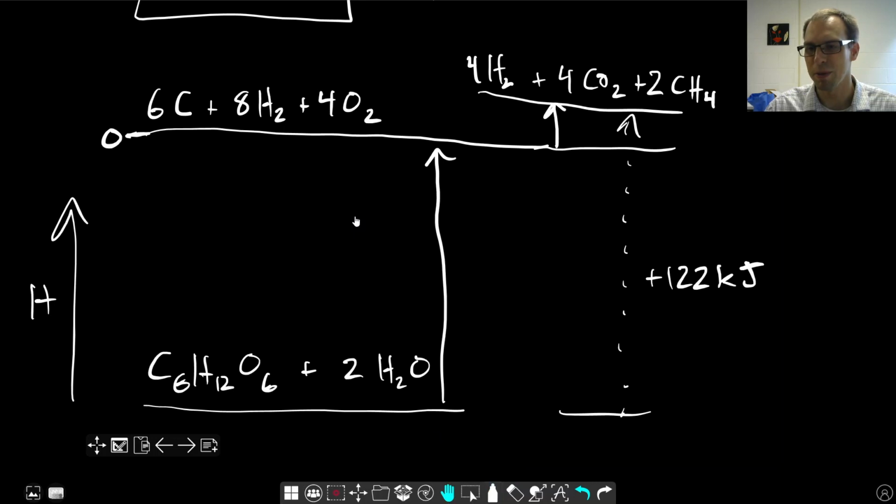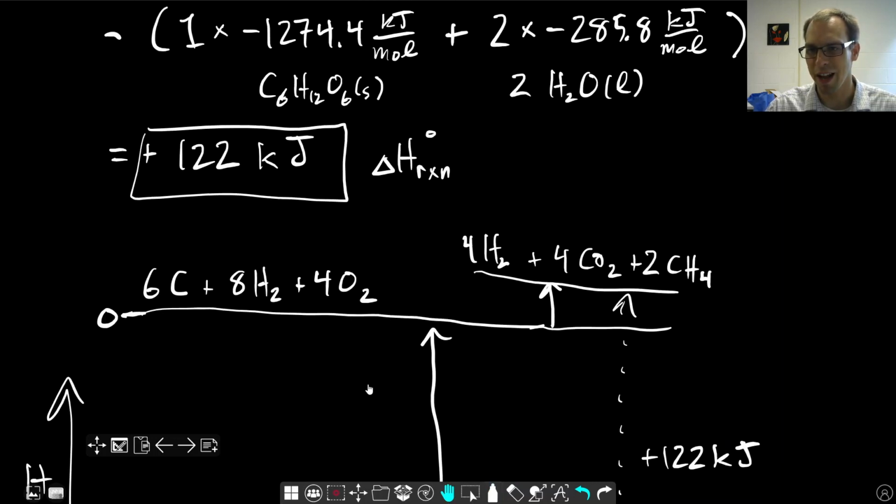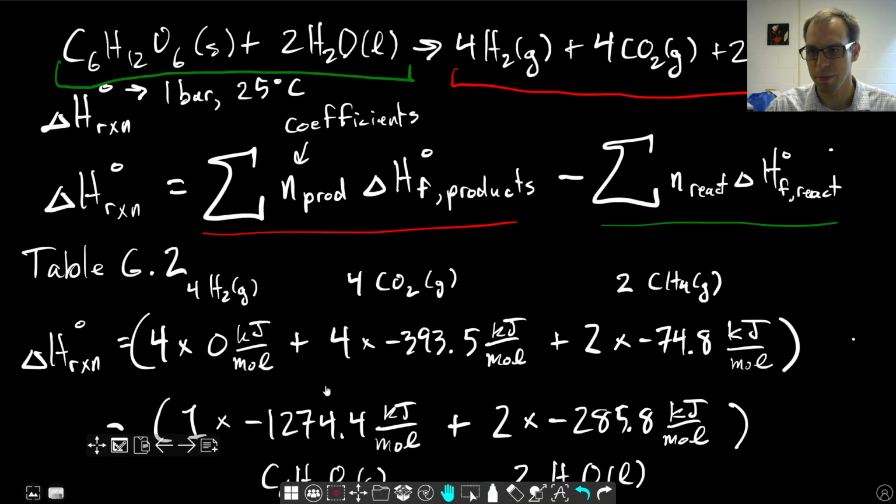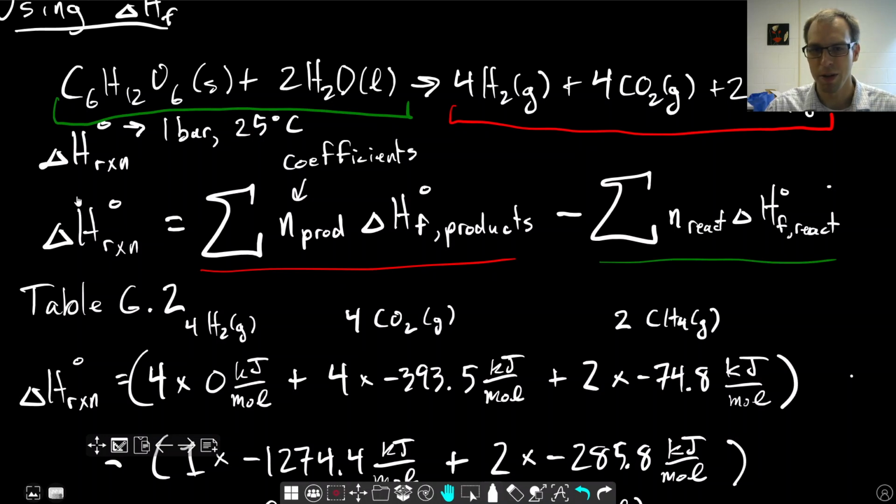All you really need to remember to actually do problems related to this is this equation up here. For your enthalpy of reaction, if you want to use the enthalpies of formation, you add up the enthalpies of formation of all the products times the coefficients associated with them, and then subtract the sum of all the enthalpies of the reactants multiplied by their coefficients.